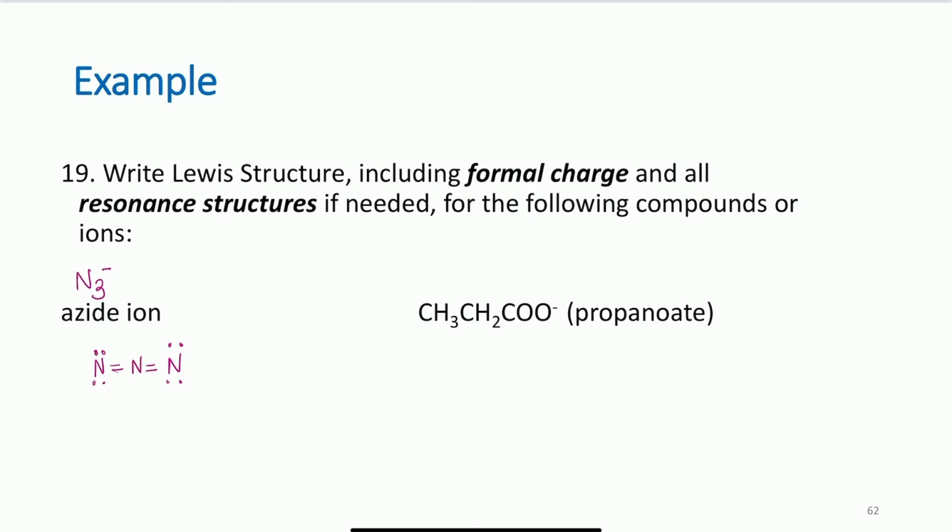With 2 lone pairs on each external nitrogen. Here, -1, -1, +1. Or we could do a single bond between one nitrogen and the central nitrogen, and a triple bond between the central nitrogen and the other external nitrogen. If I do this, this nitrogen has a -2 charge, the central nitrogen has a +1 charge.